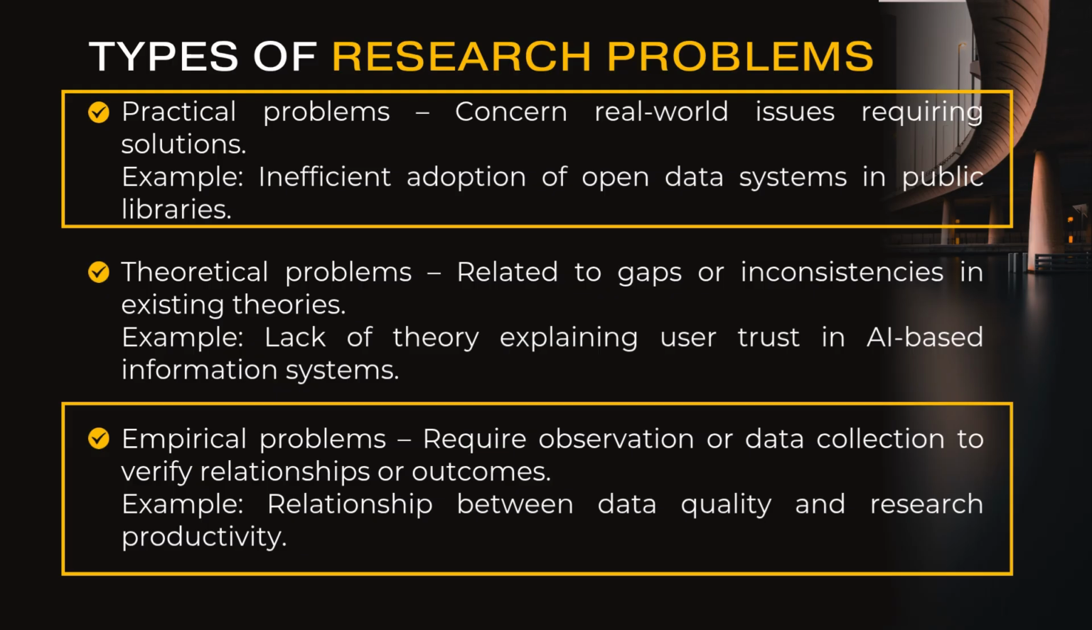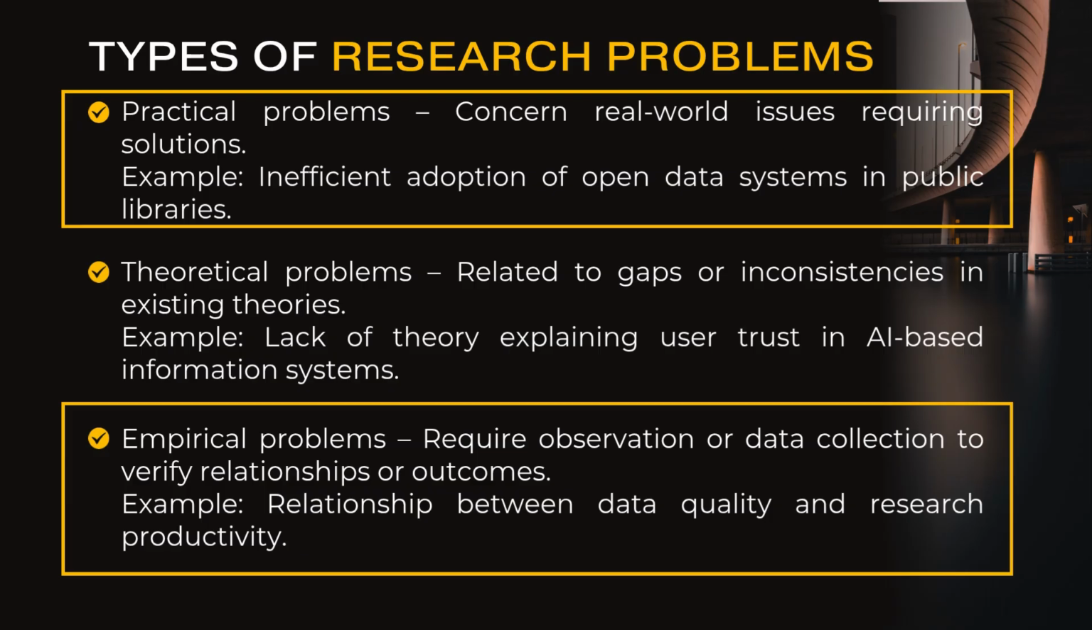There are generally three main types of research problems, and knowing which one fits your study helps you choose the right design. The first is a practical problem, which focuses on real-world issues that require solutions. For example, imagine the inefficient adoption of open data systems in public libraries. That's a practical challenge calling for better strategies or interventions. The second is a theoretical problem, which relates to gaps or inconsistencies in existing theories. Perhaps there's no clear model explaining user trust in AI-based information systems. That signals a need to refine or expand current theory.